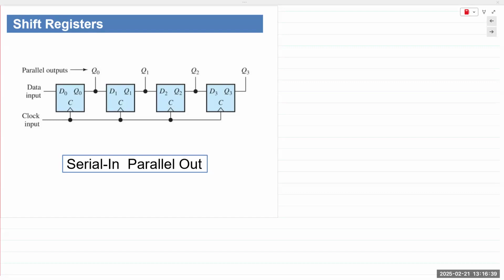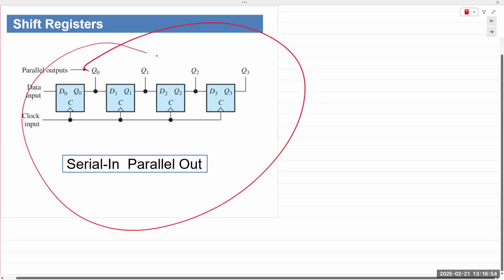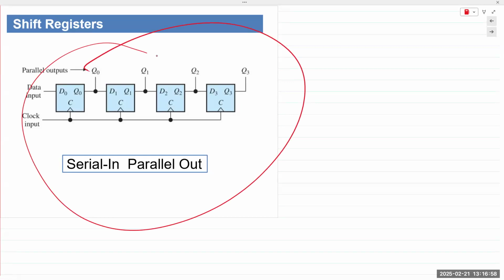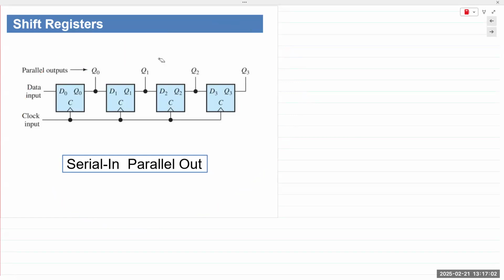So when you have this mix of serial and parallel systems, you need an interface that would convert serial into parallel and parallel into serial. And we can do this by using such a system. This is a serial-in, parallel-out shift register. You can send the data input in a serial fashion.